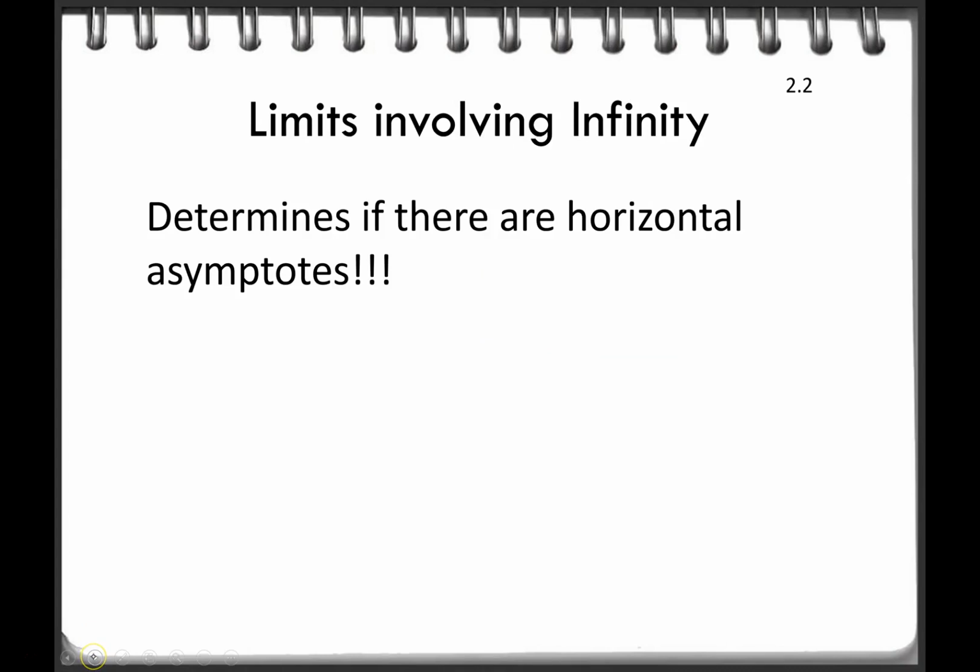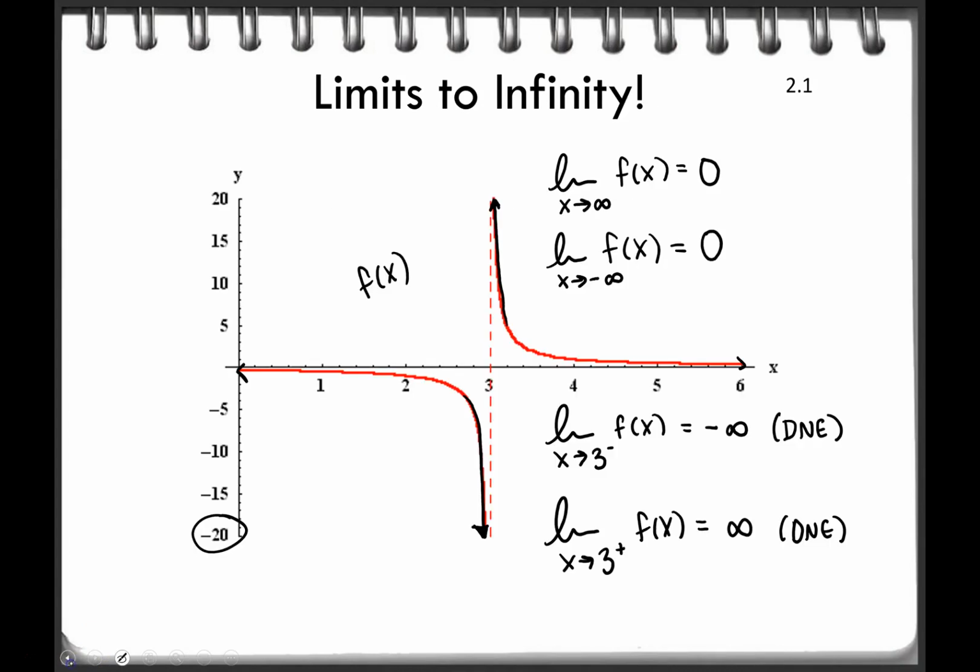And I want to emphasize that limits to infinity oftentimes determine if there are horizontal asymptotes. And you can see that here, that there is a horizontal asymptote at y equals 0, but there also is a vertical asymptote as well. So limits to infinity help us with asymptotes.